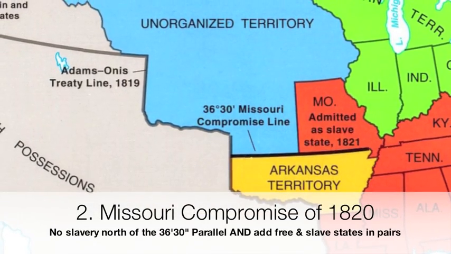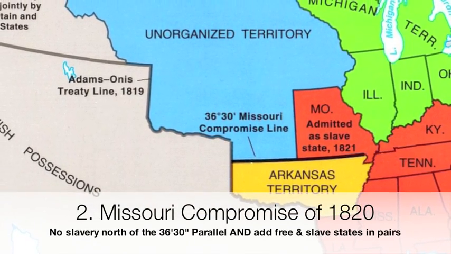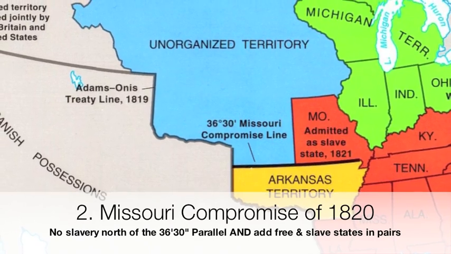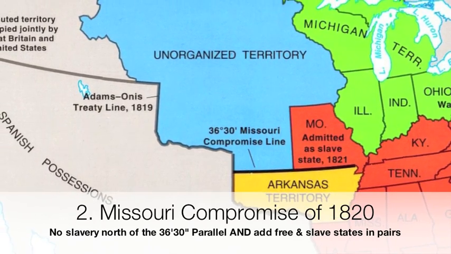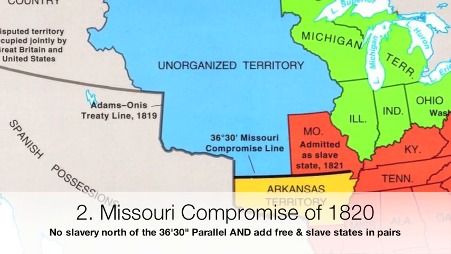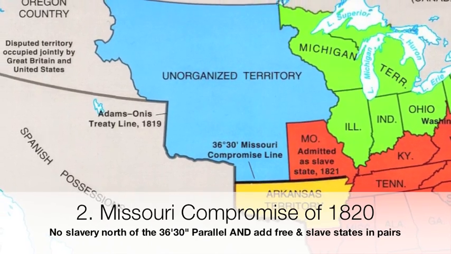So we make the Missouri Compromise, and we make that line, 36°30', and we say, no slavery above the line, slavery's cool below the line. So every time we add a free state, we're going to add a slave state. Seems good. Everyone's going to win, right? But as we know, if you look at the map, there's lots more room up north than there is down south. So eventually, this is going to mess up.